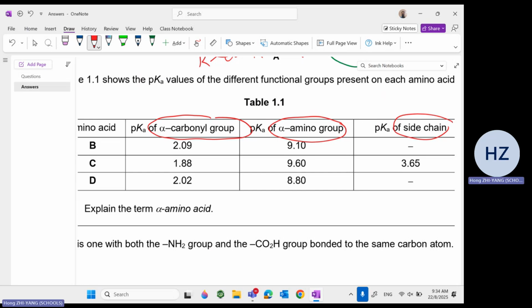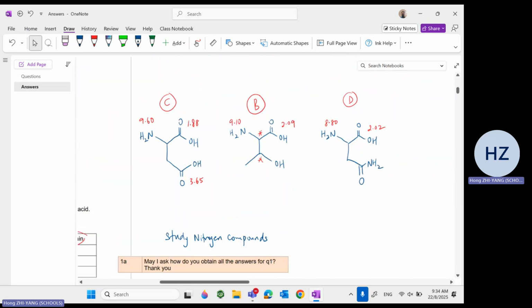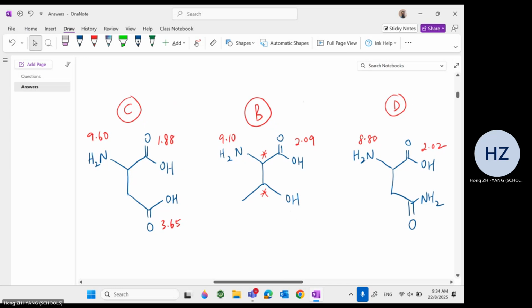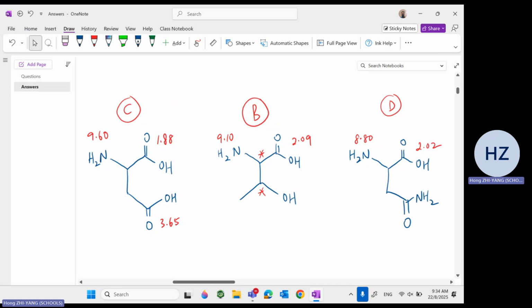Okay, so there is one of them with 3 values, right? The other 2 have 2 values. So obviously it's quite certain the leftmost one is amino acid C. Okay, so let me show you this one. I dissected this into the same 3 amino acid sequence. So C is on the left, B is in the middle, and D is on the right.